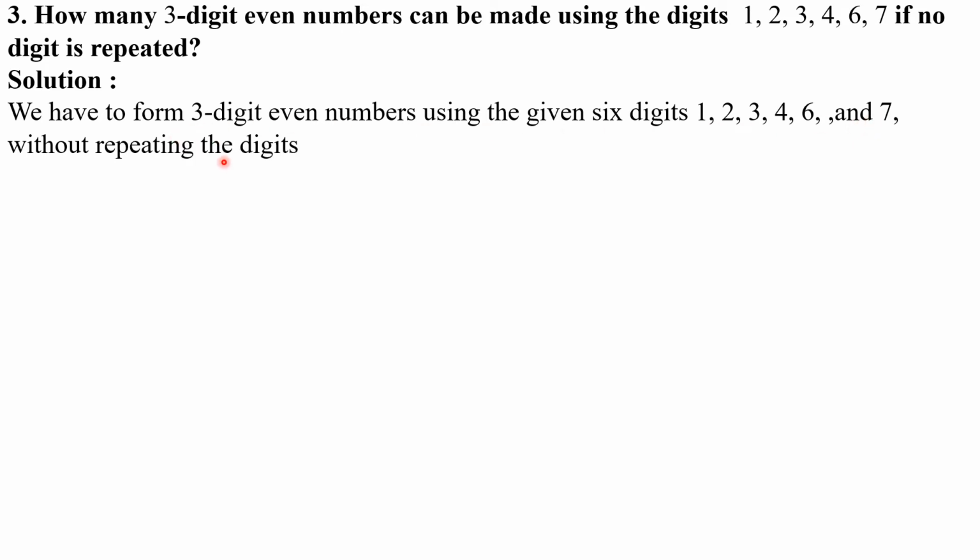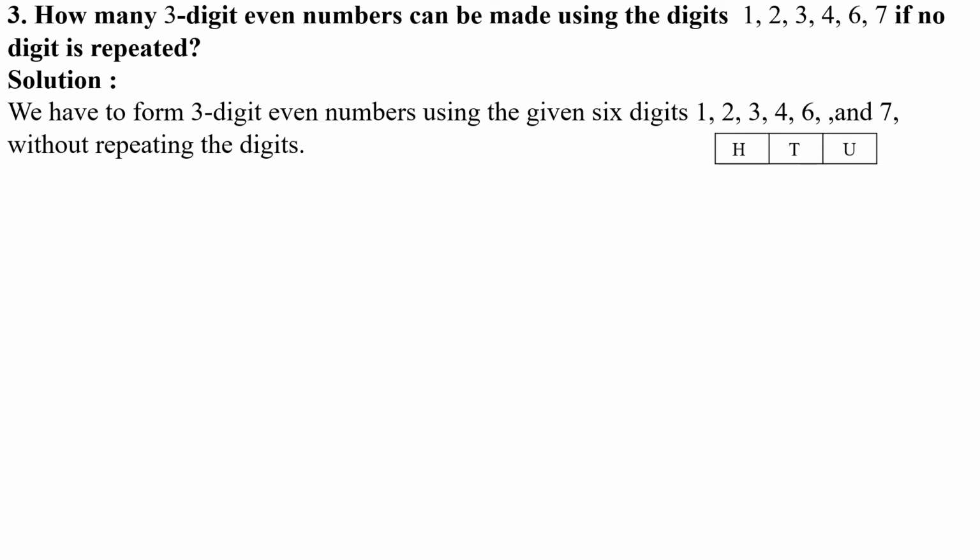This point is also very important: without repeating the digits. Understood this point, my children? Right. So first we are taking 3 empty boxes to denote a 3-digit number. What does the first empty box denote? Hundreds place. Second empty box denotes tens place, and third empty box denotes units place. See here, hundreds place, next tens place, next units place.